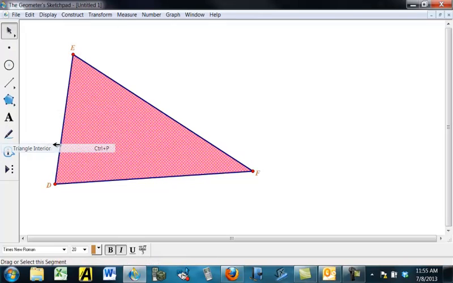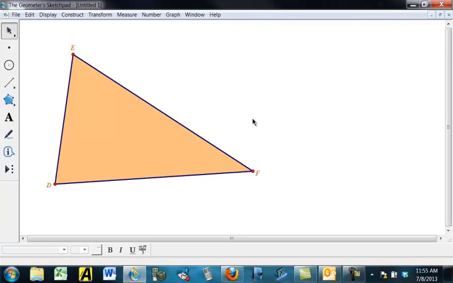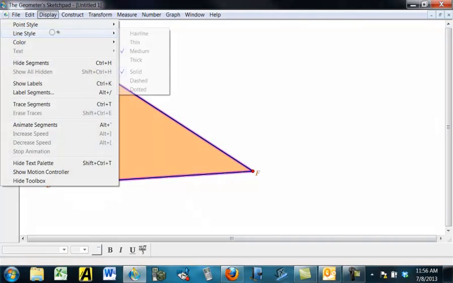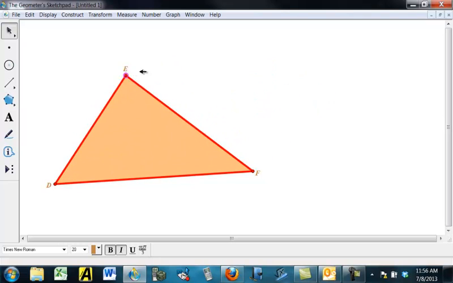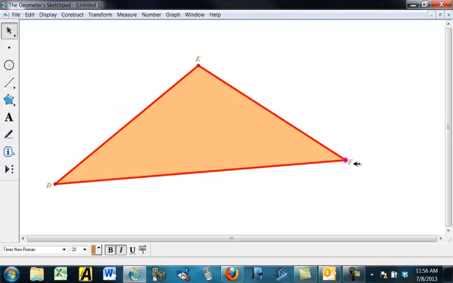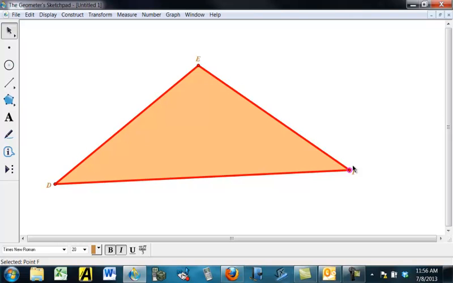This is the interior of the triangle. This is not part of the triangle itself. The white part out here is the exterior of the triangle. This part in here is the interior. But the triangle itself, we'll make it all red here, is those red endpoints and those line segments. So only the red is the actual triangle. The other part in here is the interior. The part out here is the exterior of the triangle.